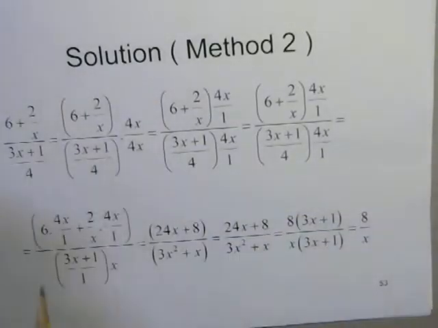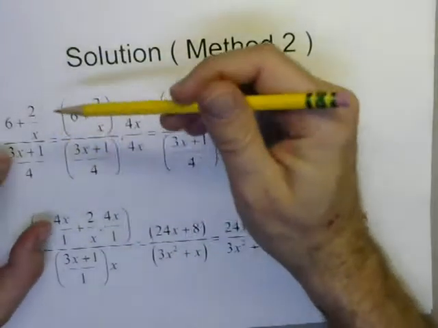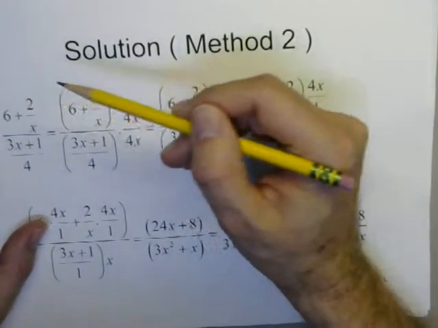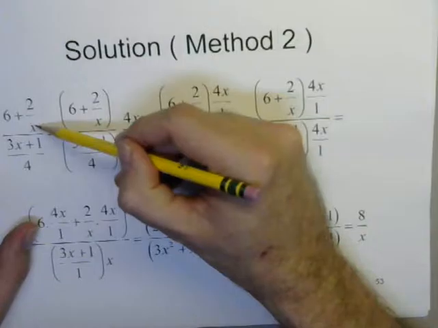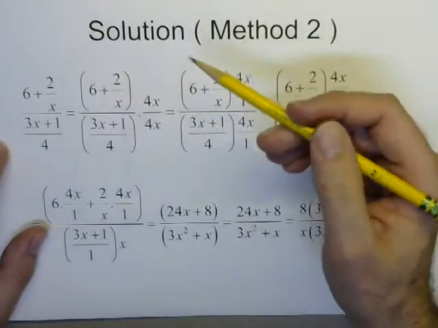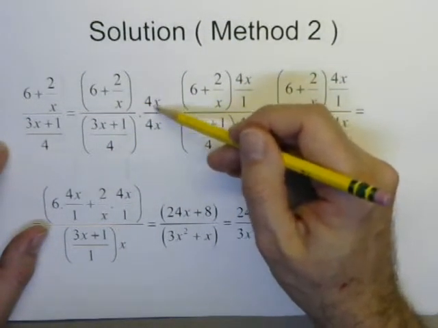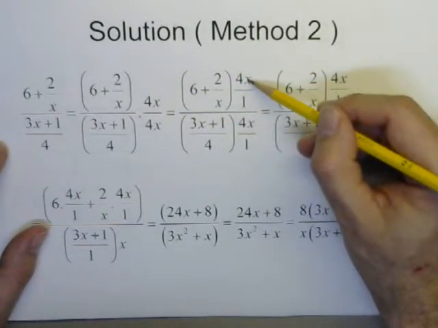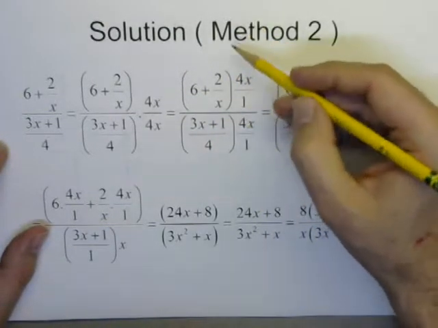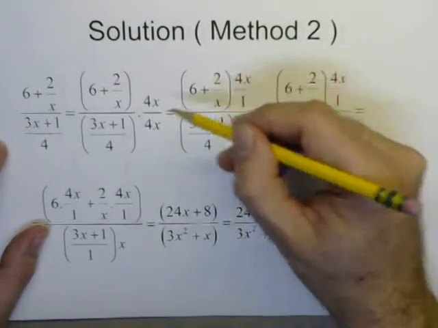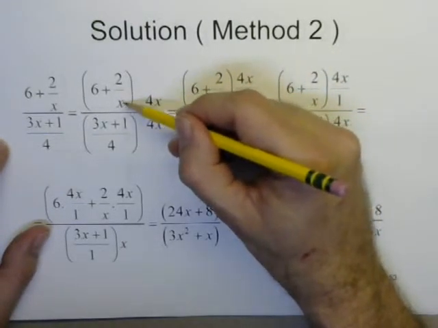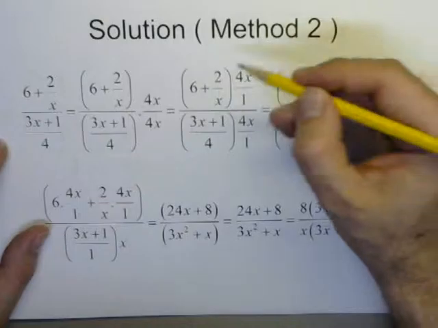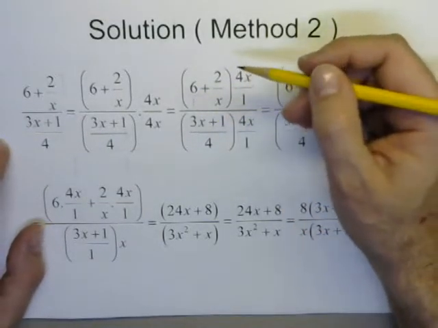Just to work that out in the next slide here, you would find the LCD, which would be 4x, and then multiply everything by 4x. So you'll multiply the top and the bottom by 4x here. Now remember, what that really means is 4x over 1, because you have to take this times the top. You do not take this times the bottom. It's times the top of both fractions. And remember, this is really 6 over 1.